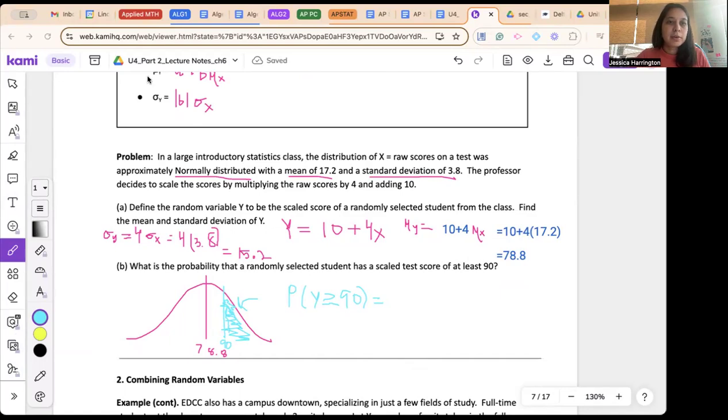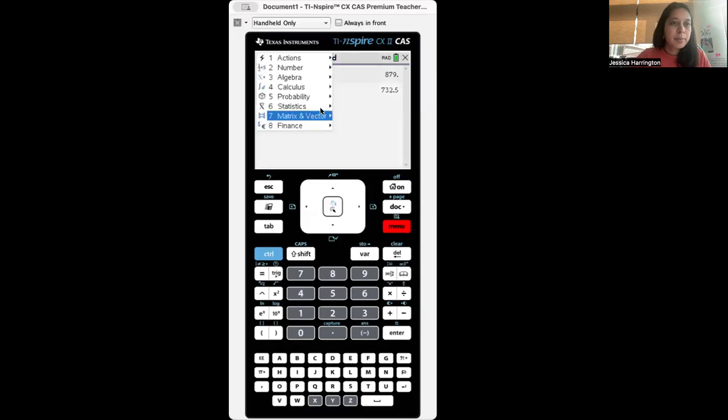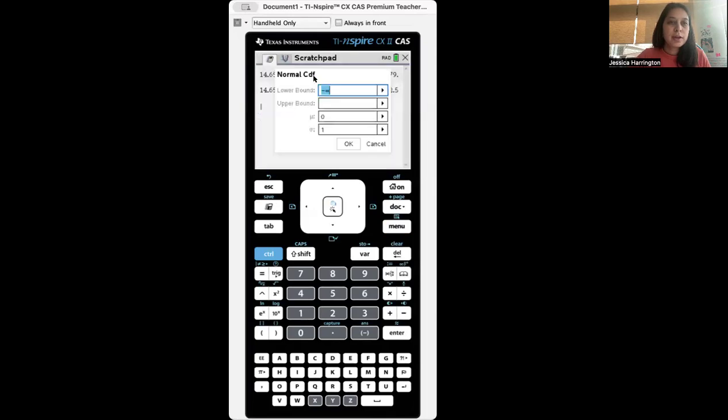And then remember, we go to probability, distributions, normal CDF. Yes. So we want from 90 to infinity. So remember, you have to go to, I think it's control book. Donna taught me that one, to infinity. My mean is 78.8. My standard deviation is 15.2. Okay, so it is 0.2306.